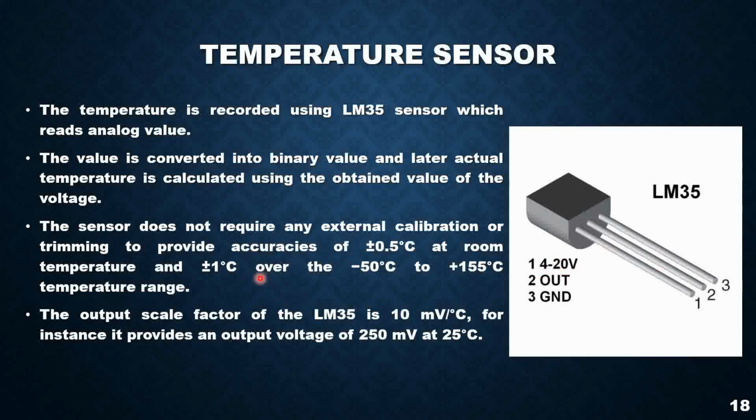Its temperature range is over minus 50 degrees Celsius to plus 155 degrees Celsius with the accuracy of plus or minus 0.5 degrees Celsius. The output scale factor of the LM35 is 10 millivolt per degree Celsius. That is, for instance, if the output voltage is 250 millivolt, it indicates that the temperature is 25 degrees Celsius.